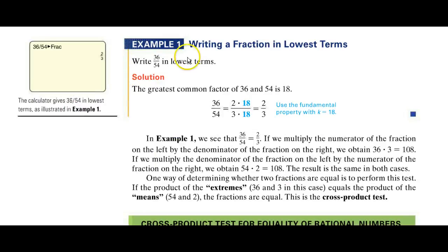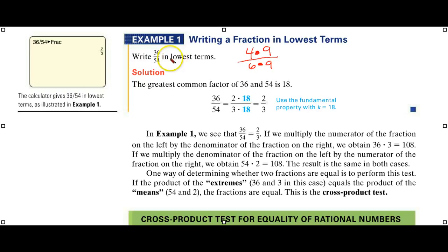In example 1, we're going to write fractions in lowest terms. So we see something like this, 36 over 54. Well, they're both even, so we know we could take out a 2. Could we take out a 4? No. But interestingly, as they're showing down here, you could take out an 18.